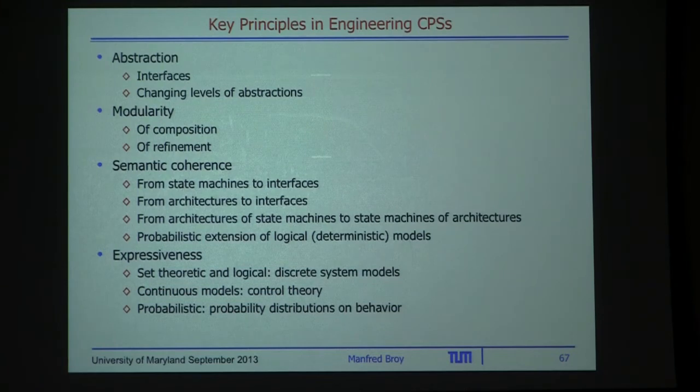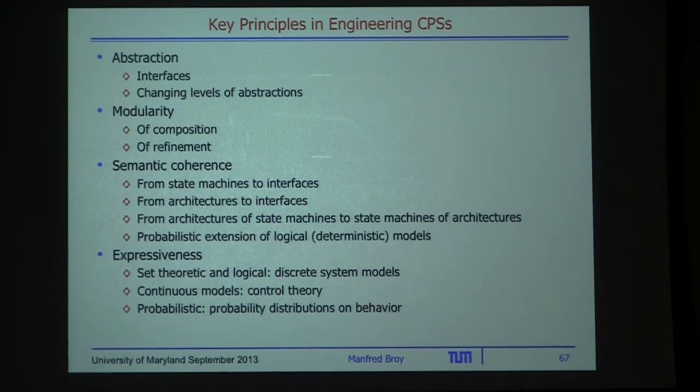I didn't have the time to go into a lot of details of what I was presenting. I just wanted to give you an idea that if you want to engineer cyber-physical systems, you need a number of ingredients. One thing is abstraction. And in this approach, abstraction is interfaces. Everything is done by interface abstractions. Another ingredient is modularity. Modularity you need of composition and of refinement. And again, abstraction and modularity is achieved by the notion of interfaces.